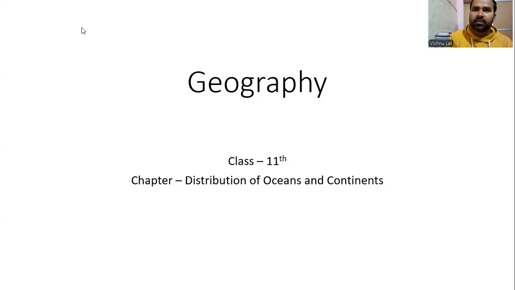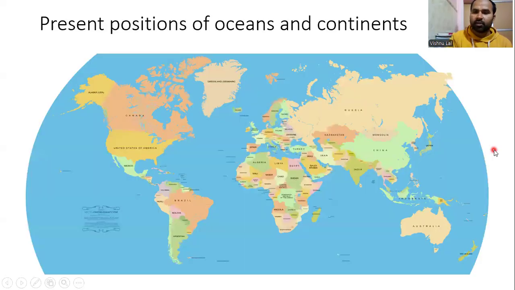In the distribution of oceans and continents, we can see what the present arrangement of oceans and continents is. So this is the present arrangement of oceans and continents. There are 7 continents and 5 oceans at the present time, and this is the arrangement.